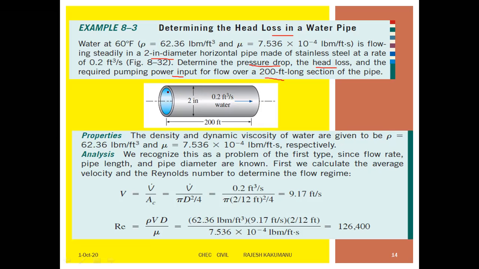Now, if you see the given figure, the horizontal pipe, the pipe diameter is 2 inches, and the flow rate is 0.2 feet cube per second. The medium is water and the length is 200 feet long. Then what are the properties? The density and dynamic viscosity of water, rho is equal to 62.36. Here, what has he given? Density of water at 60 degrees Fahrenheit is 62.36. Mu is equal to 7.5, he has given.